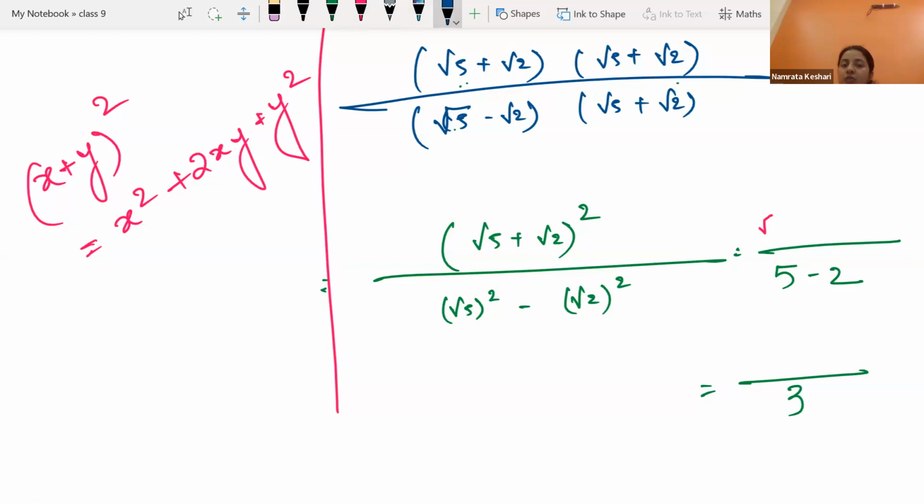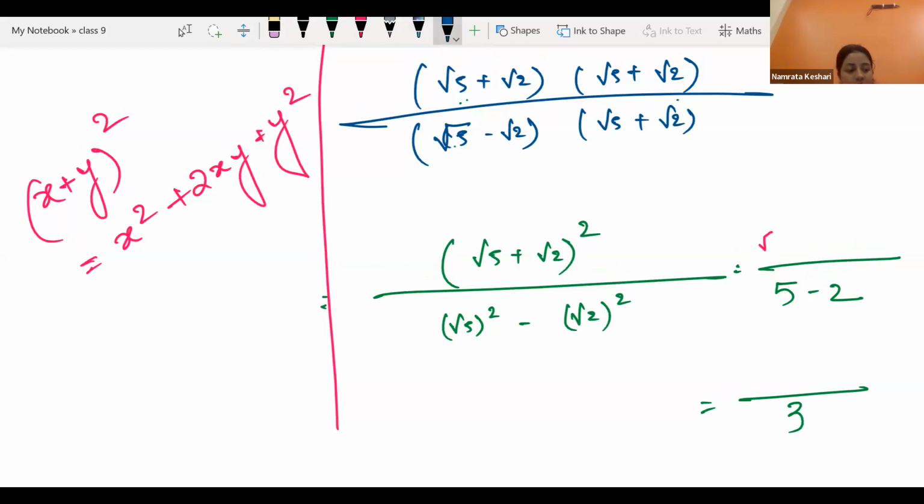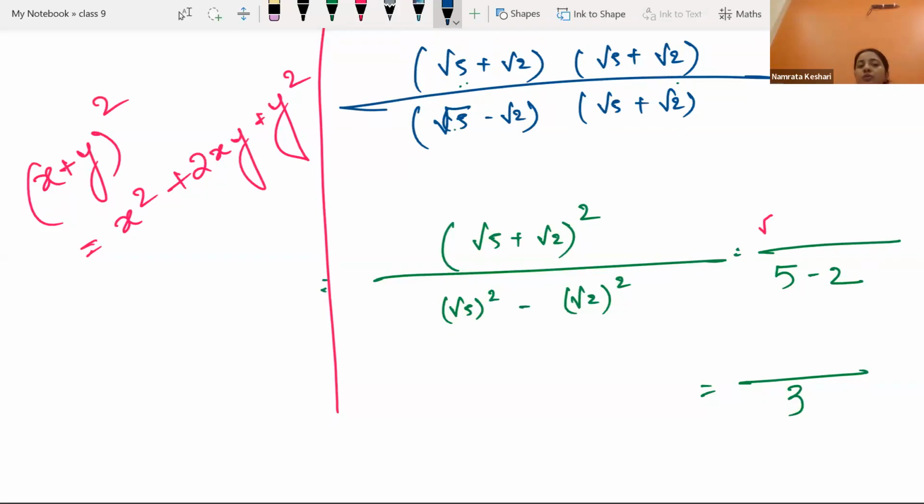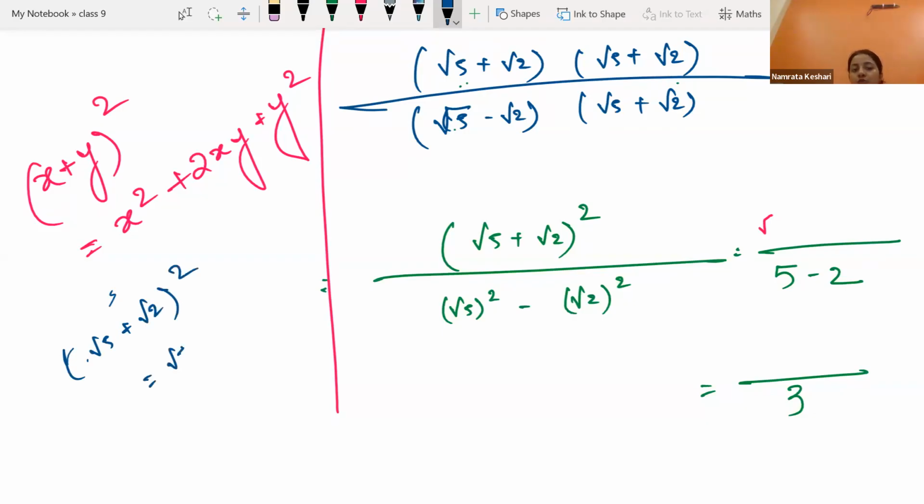Let's see the next one. Root 5 plus root 2 square. Okay, so this formula, you know, we'll be using the same formula over here. That means what we are going to do, root 5 plus root 2 complete square is root 5 complete square plus 2 into root 5 into root 2 plus root 2 complete square.